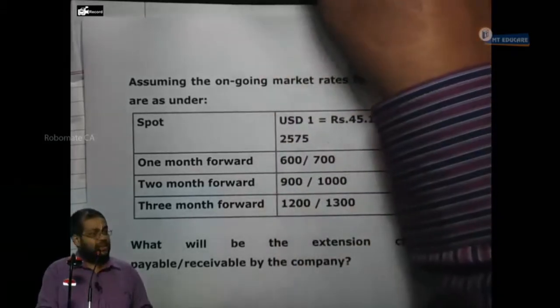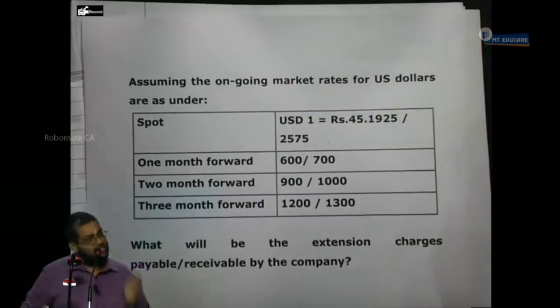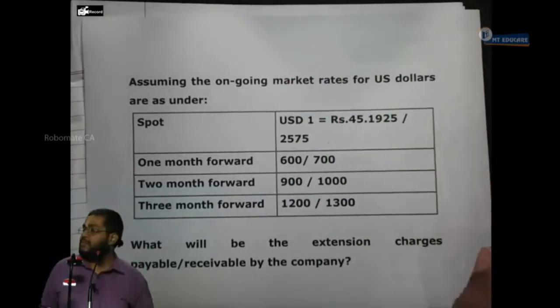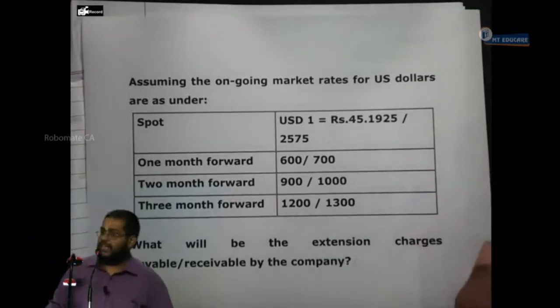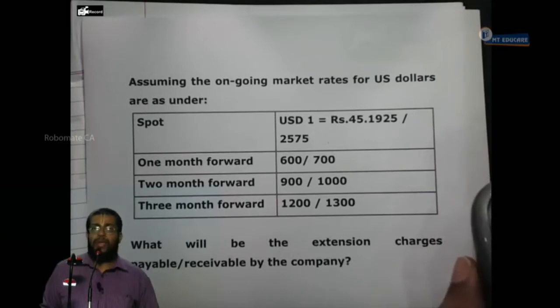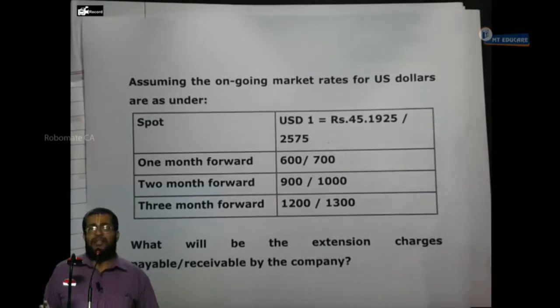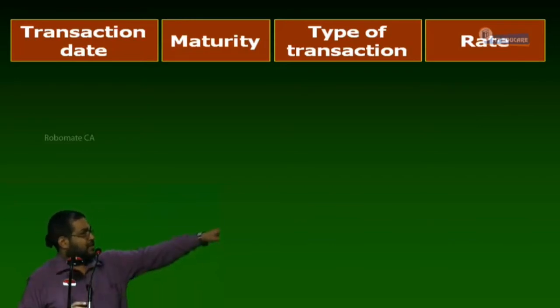Okay, can you start or not? Now. Right. Question number 36. Tell me the column headings. Transaction date, maturity date, transaction type, and then rate. Those two words are far left. Are you following up? Can I proceed?